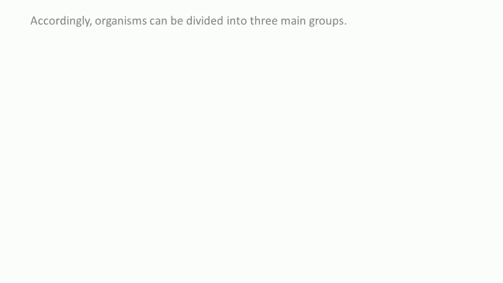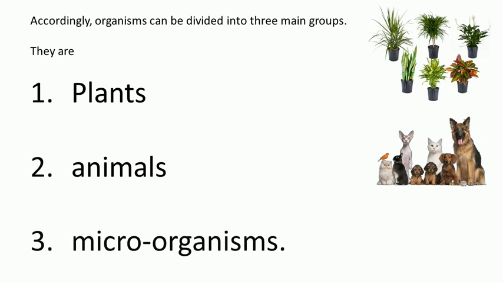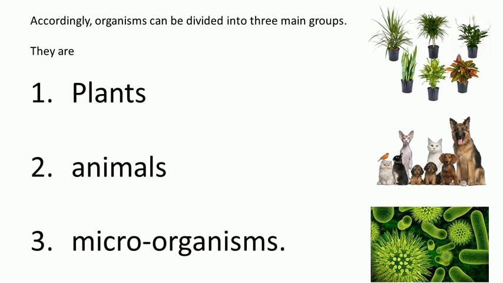Alright, now accordingly organisms can be divided into three main groups. Those are plants, animals, and microorganisms. That's right. Now it grows, right? So let's see, there's a video, a beautiful video about growing.